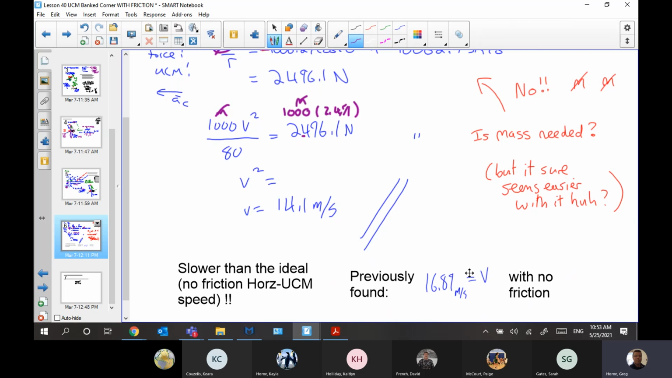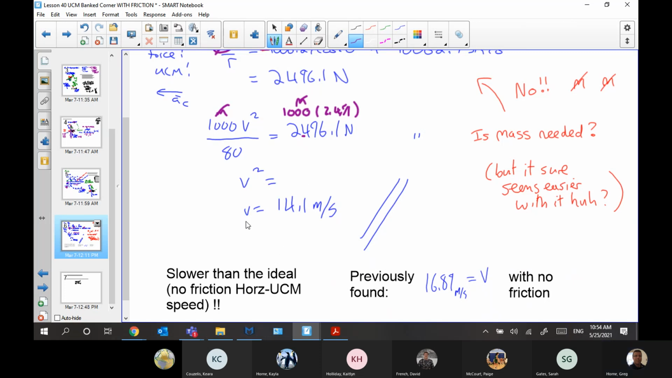If we did all those calculations and I found a speed that was bigger, that'd be like, okay, that doesn't match the logic of what we've done. If it was bigger than 16.89, right? But it's smaller, it's showing the friction's helping, so you can go a little slower. But you can't go lower than that. If you go slower than this, you're going to slide down the ramp. Friction's not enough to hold you in place. Questions?